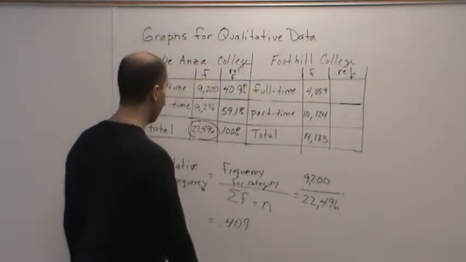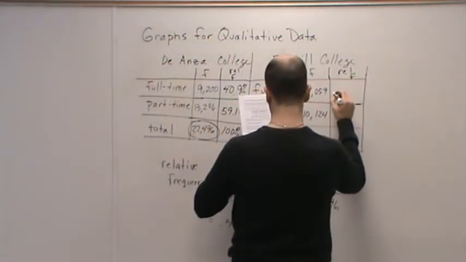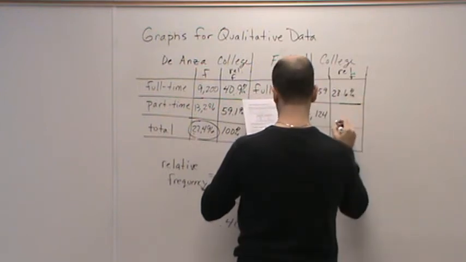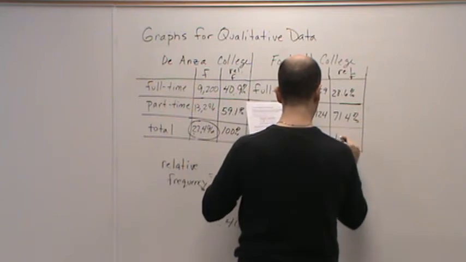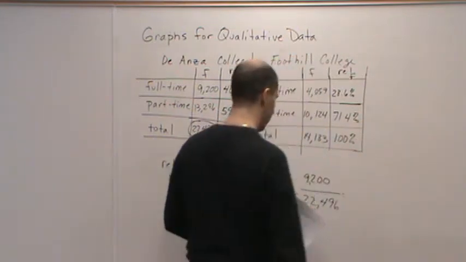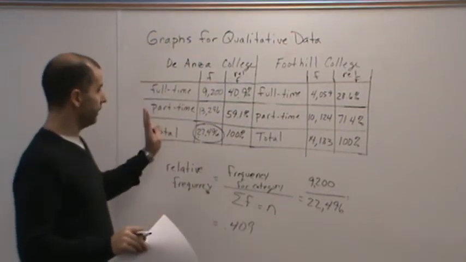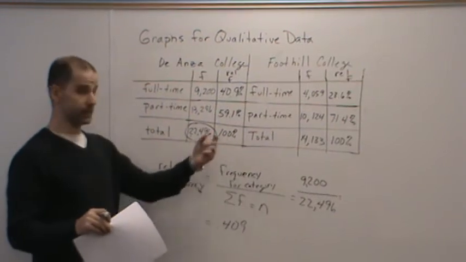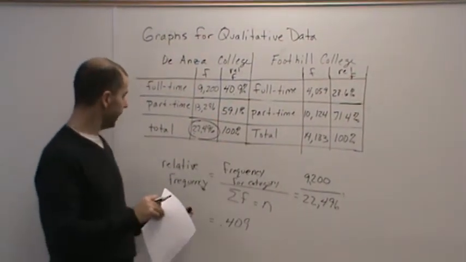Okay? And so now we can do the same thing over here, and if we do that, then our relative frequencies turn out to be 28.6% and 71.4% for a total, again, of 100%. Okay? And now, again, this is a frequency table, okay? Or a relative frequency table.